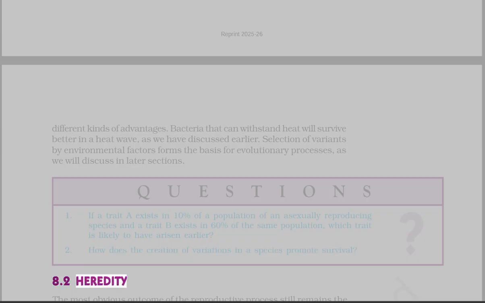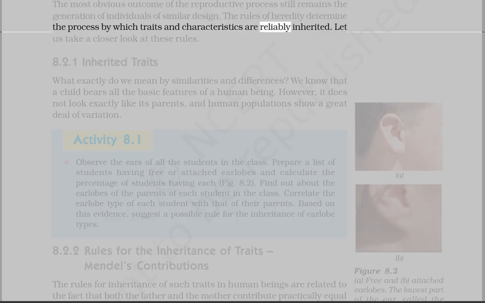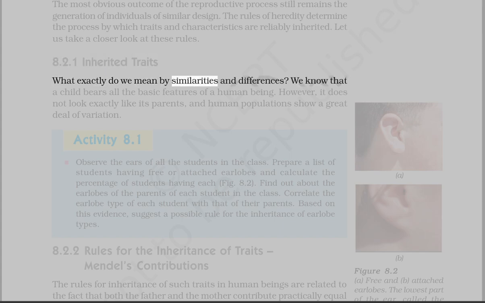8.2 Heredity. The most obvious outcome of the reproductive process still remains the generation of individuals of similar design. The rules of heredity determine the process by which traits and characteristics are reliably inherited. Let us take a closer look at these rules. 8.2.1 Inherited traits. What exactly do we mean by similarities and differences?